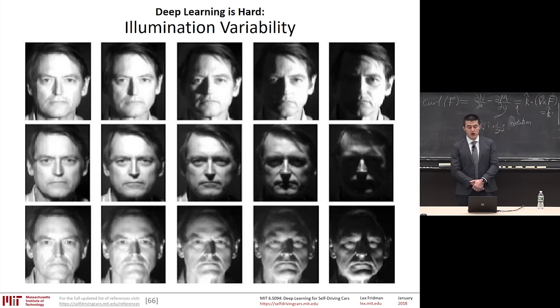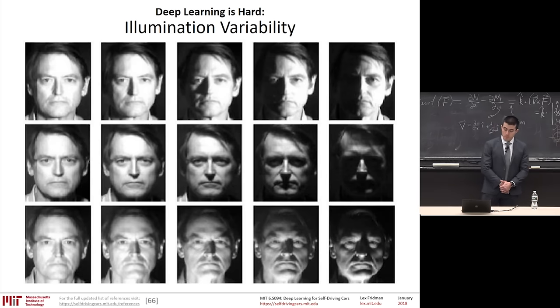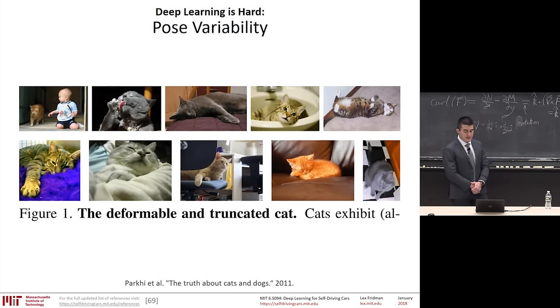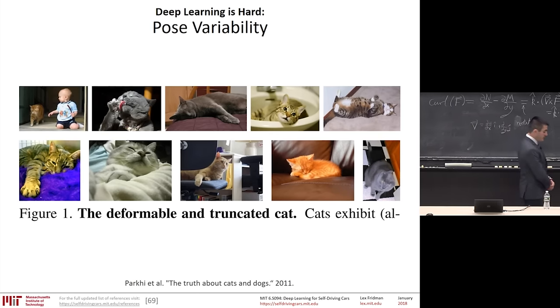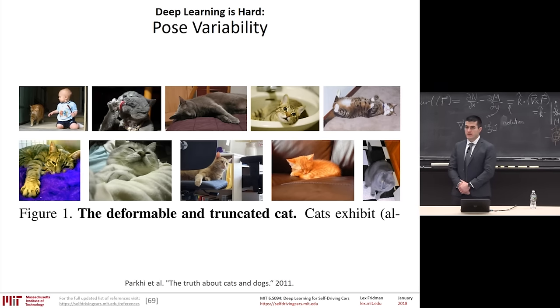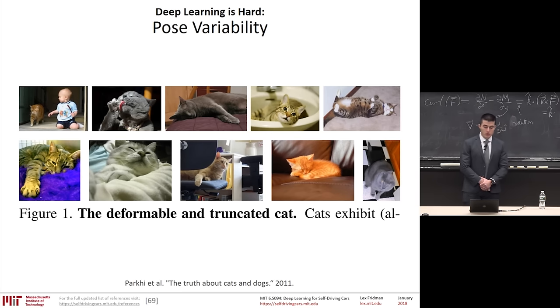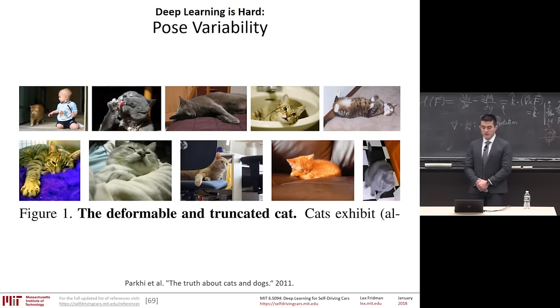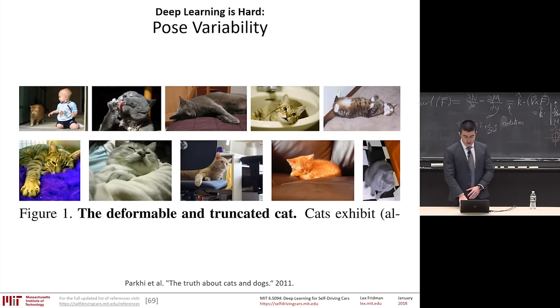In computer vision, deep learning is hard. I'll say this again: the illumination variability is one of the biggest challenges in driving for visible light cameras. Pose variability. I'll also discuss some of the advances from Geoff Hinton and the capsule networks. The idea is that neural networks as they are currently used for computer vision are not good at representing variable pose. These objects in images in this 2D plane of color and texture look very different numerically when the object is rotated and mangled and shaped in different ways, the deformable or truncated cat.